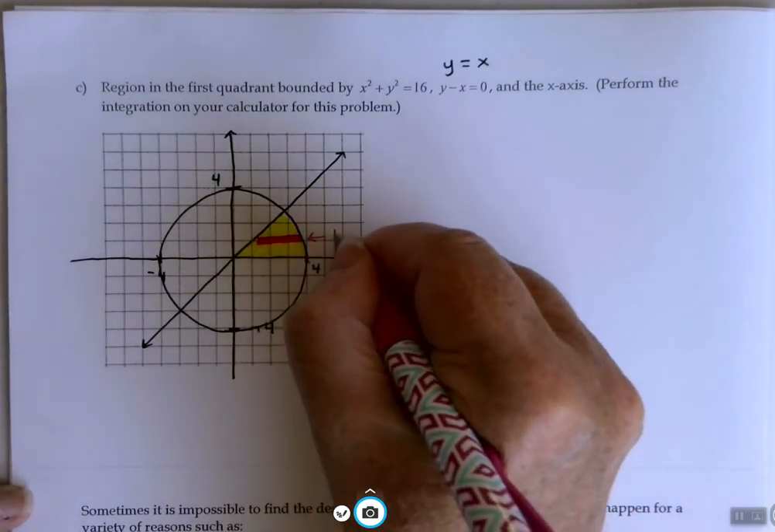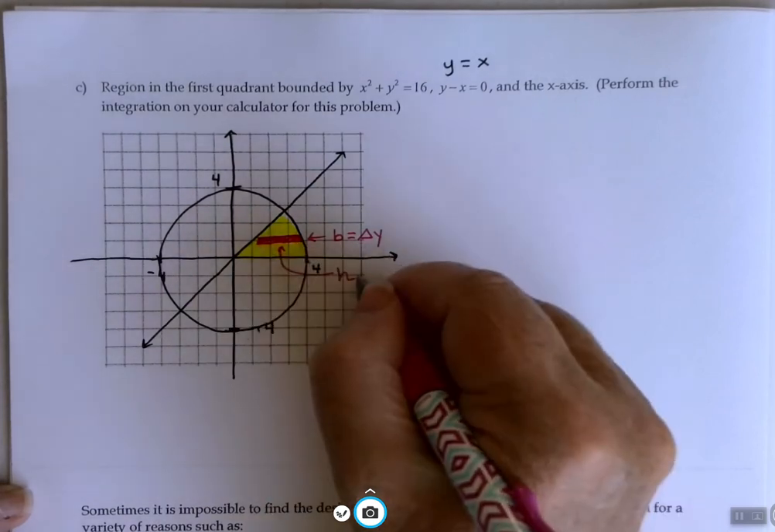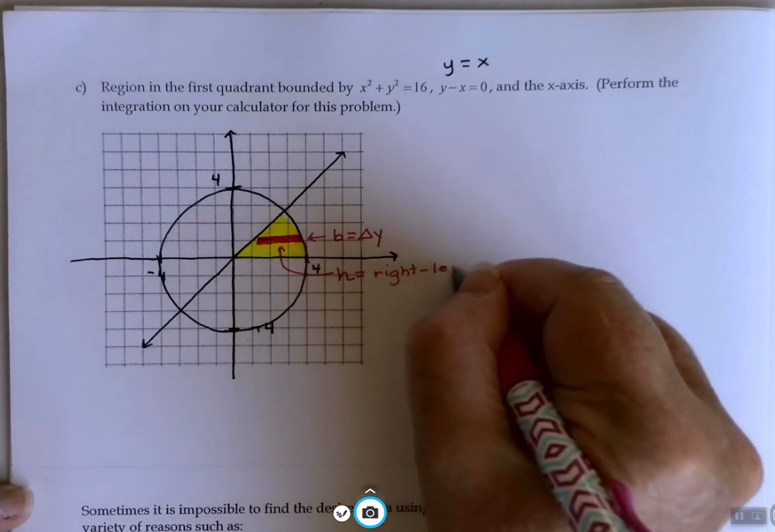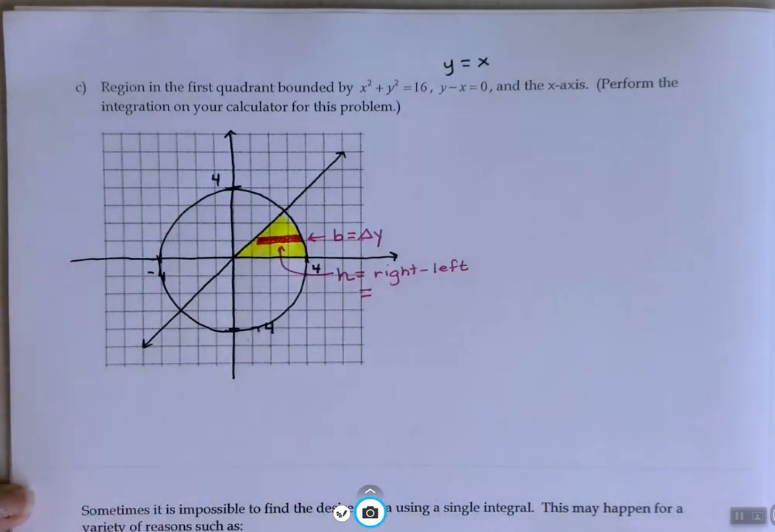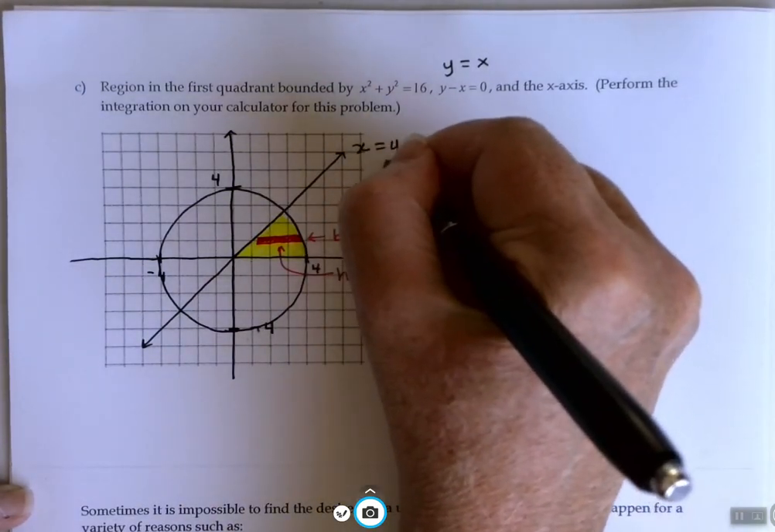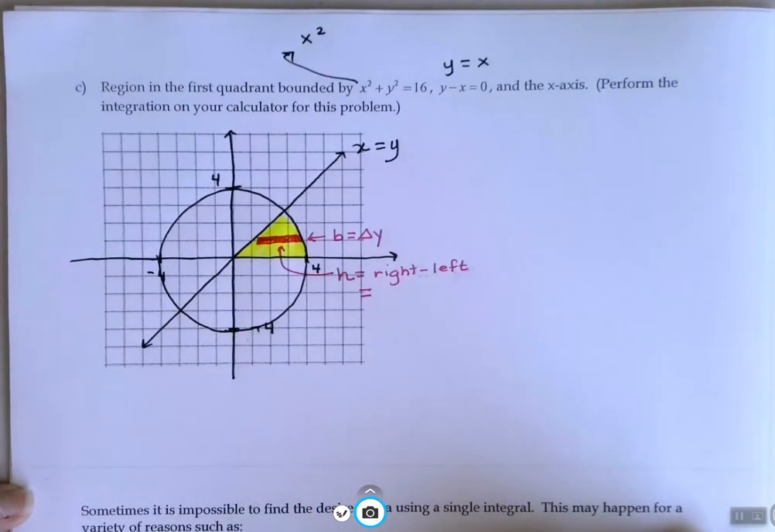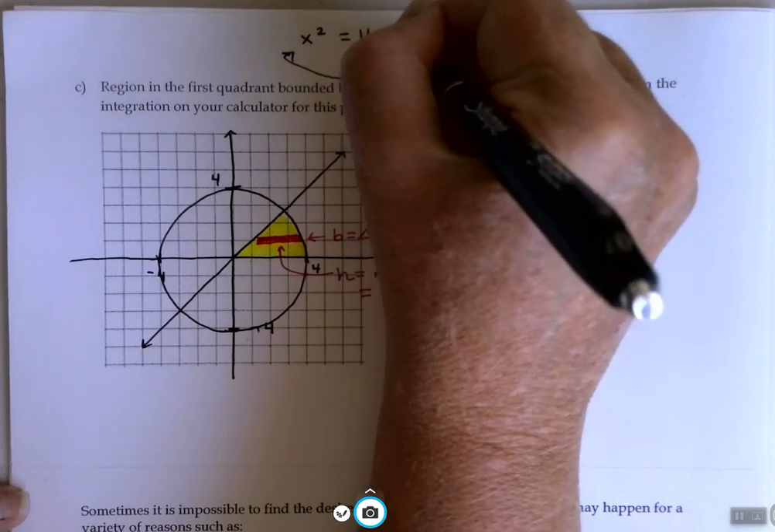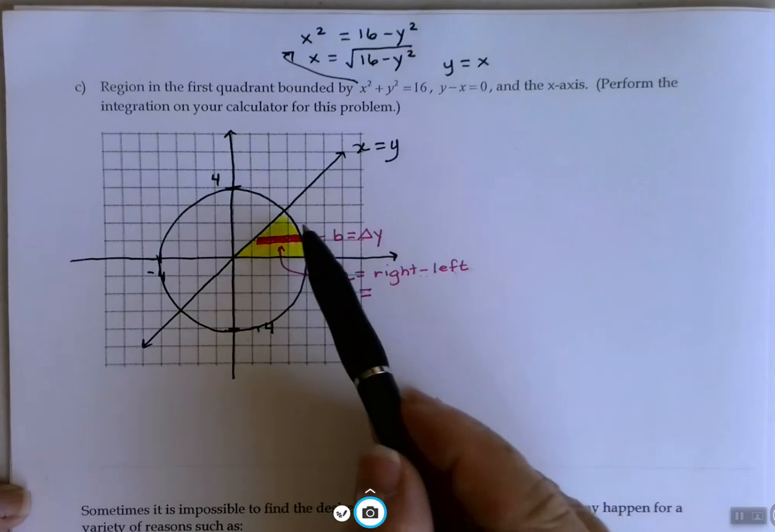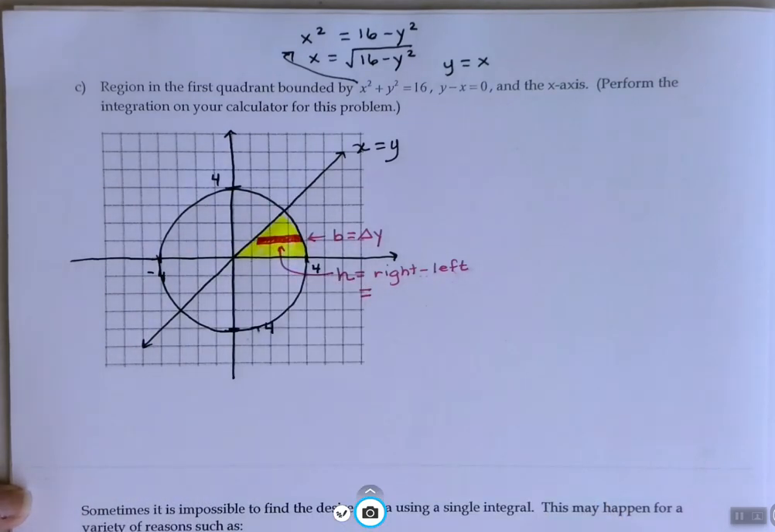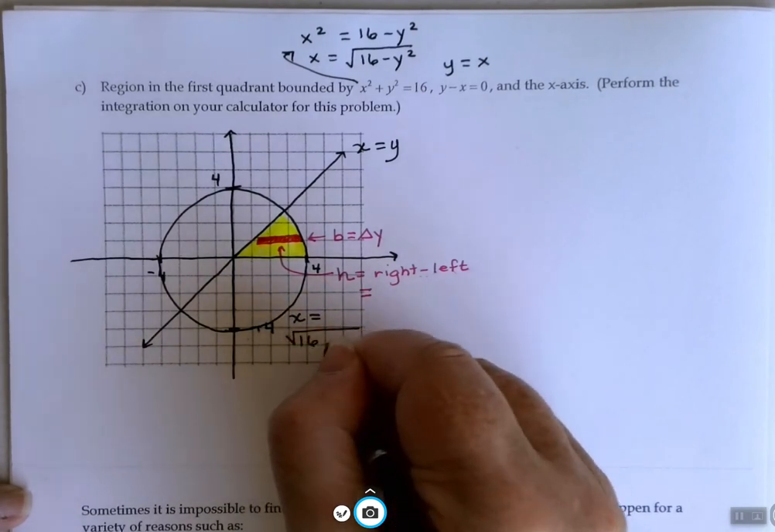This means that my base is a little piece in the y direction, delta y. And my height function, I'm going to go with right minus left. Since it's a right and a left, those are x values, so I am going to need these equations solved for x. The line's simple enough, that's just x equals y. And if I were to solve the circle equation for x, I would have x squared equals 16 minus y squared. So x would be, and I'm just going to put the positive square root of 16 minus y squared, because everything I'm doing is in the first quadrant, so I'm only looking at positive x values. So that's the equation of my circle: x equals the square root of 16 minus y squared.